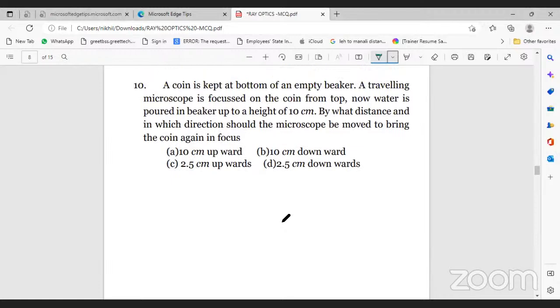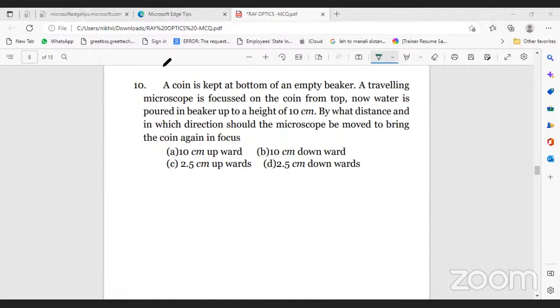Can you read the problem for me? A coin is kept at the bottom of an empty beaker. A traveling microscope is focused on the coin from the top. Now water is poured in the beaker up to a height of 10 centimeter. By what distance and in which direction should the microscope be moved to bring the coin again in focus? Correct. Whenever the water is poured, there will be a normal shift.